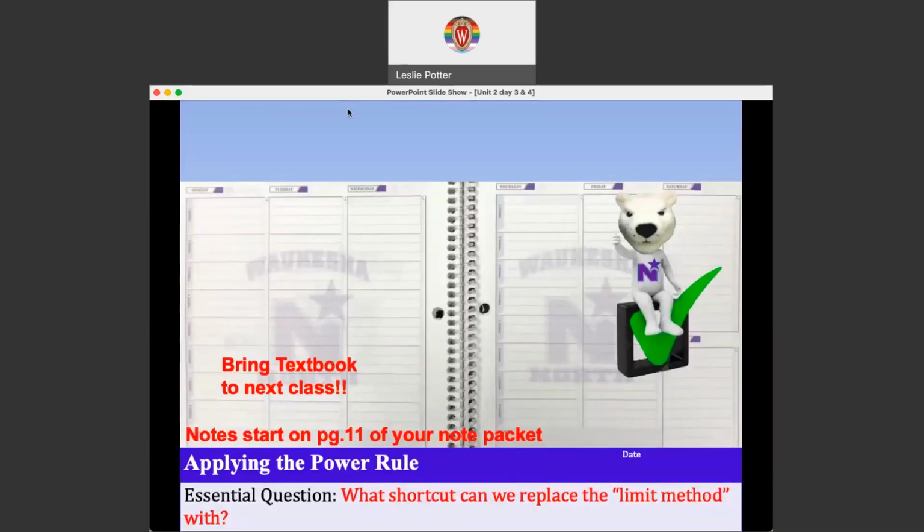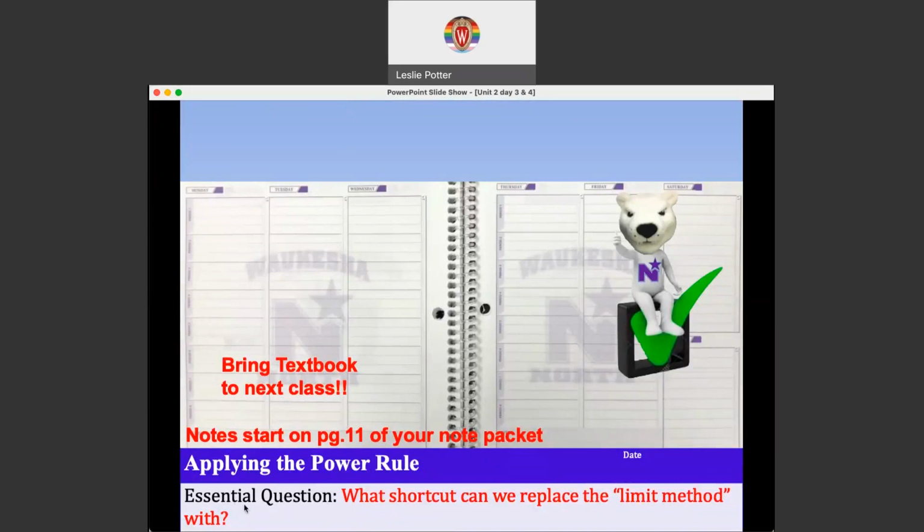These are the notes for Unit 2, Day 3. And for this next class, please bring your textbook. You're going to need to refer back to it as we're doing the activity in class regarding these notes. So the notes start on page 11, I believe, of your note packet. And the title for these notes is called Applying the Power Rule.